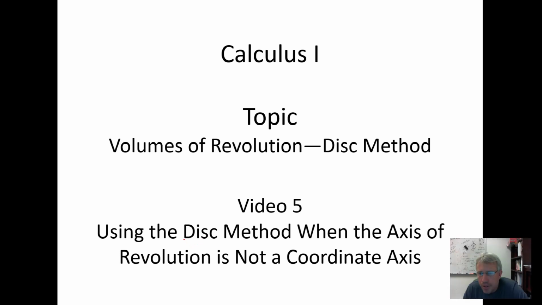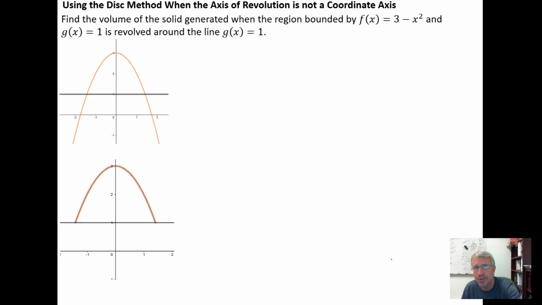So in this video, we're going to look at using the disk method for finding the volume of revolution when the axis of revolution isn't one of the coordinate axes. In the examples that we've done previously, we've either revolved around the x-axis or we have revolved around the y-axis. But it isn't necessarily the case that we need to revolve around the x or the y-axes.